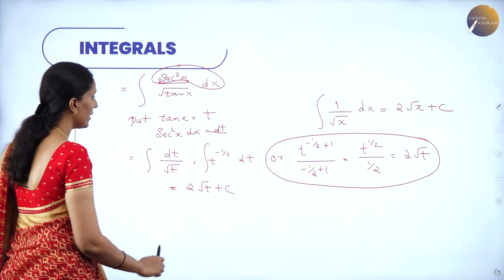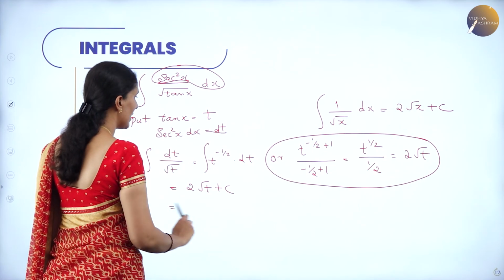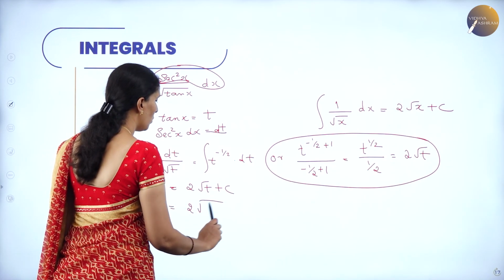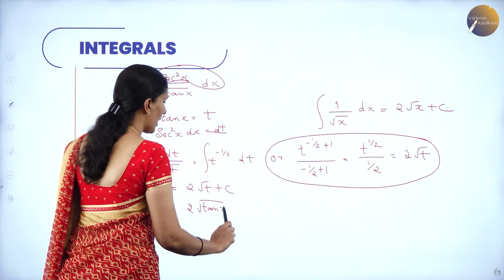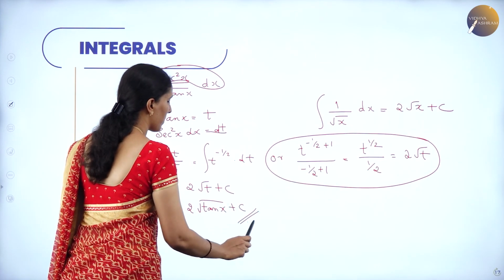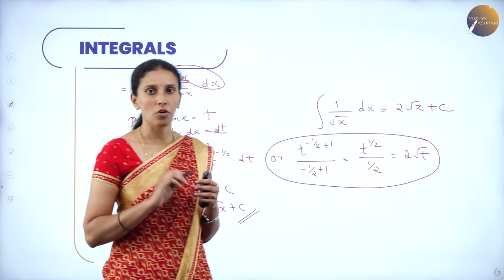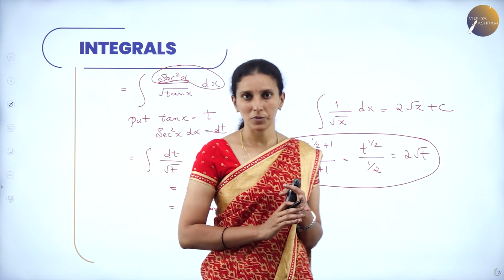But what is t we have taken? We have taken t as tan x. So therefore it is 2 times root tan x plus c. So this is how we are going to solve any sort of function using the substitution method.